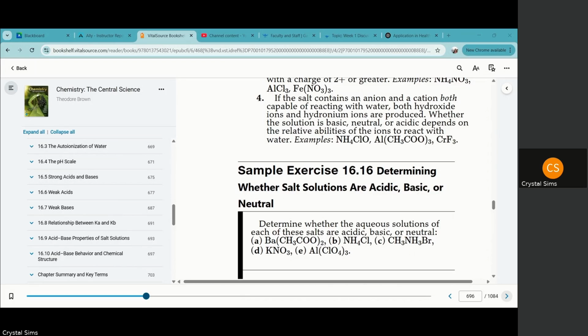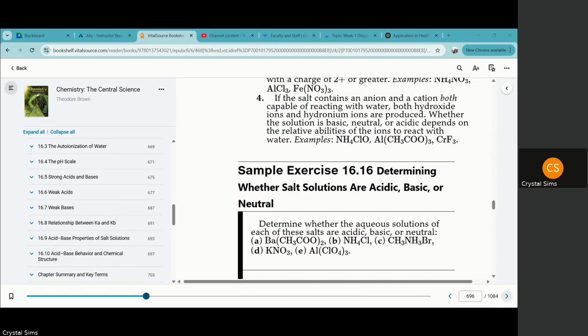KNO3, potassium nitrate. So we'll have dissociation into the potassium ion, which is a cation in group 1, and the nitrate ion, which is the conjugate base of nitric acid, which is considered one of our strong acids. So neither one of those is going to react with water, so this would be neutral. And that is combination number 1, or rule number 1.